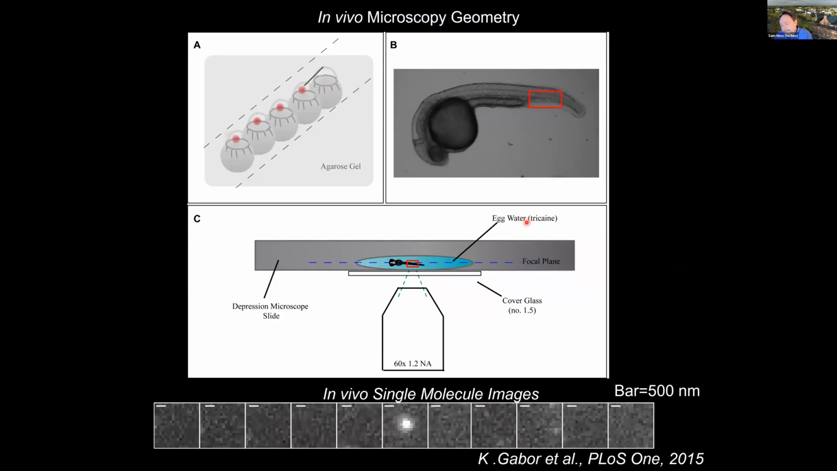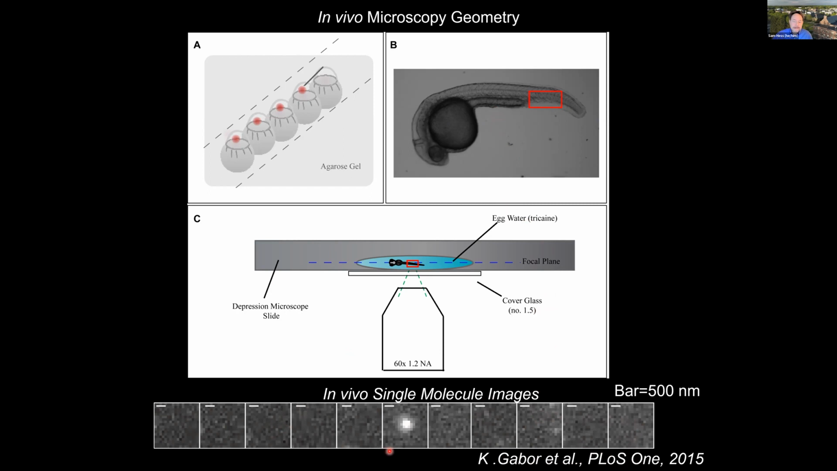Now, what I've talked about so far has been entirely in cell culture. And to do virus infections, you can do those in cell culture. But to get more physiological relevance, it's nice to have an animal model. And I'm lucky at University of Maine, we have an excellent zebrafish facility, people to help breed and grow and maintain zebrafish for various purposes. A really talented graduate student in the lab was the first to do localization microscopy in vivo in a live zebrafish, Kristen Gabor, which was published in PLOS One in 2015.